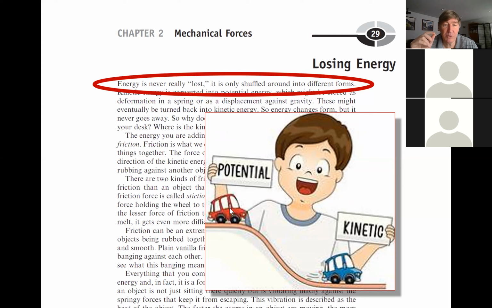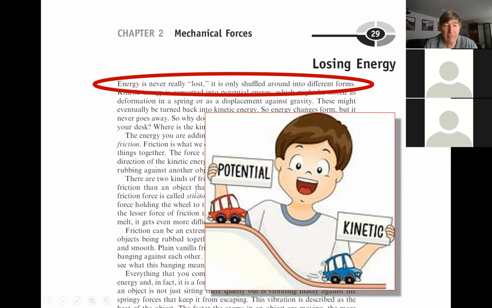If it had 100 joules of potential energy up at the top here, when it rolls down to the bottom, it's going to have 100 joules of kinetic energy if you ignore friction, which we're going to talk about in just a minute. Friction makes things a little more complicated. So in the ideal world where you don't have friction, the amount of kinetic energy down here will be equal to potential energy up here. It just changed form is all that happened.